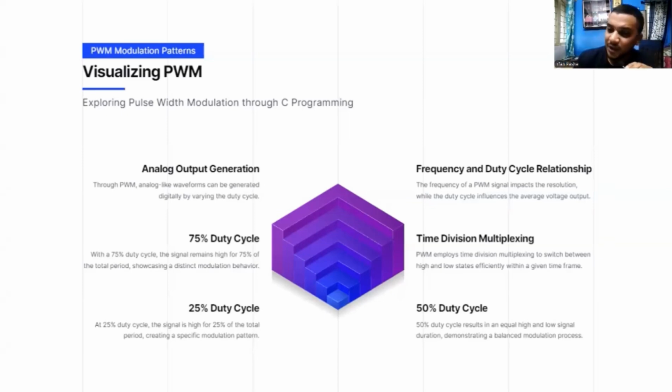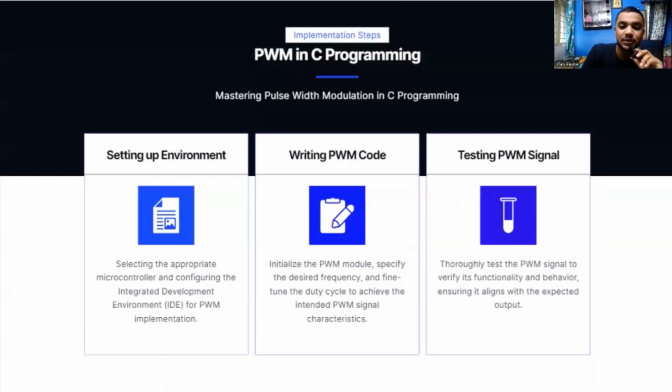The frequency and duty cycle relationship: the frequency of a PWM signal impacts the resolution, while the duty cycle influences the average voltage of the output. Time division multiplexing (TDM) plays a huge role in this, and in other things also. So TDM has a very big impact. A 50% duty cycle results in an equal high-low signal duration, demonstrating a balanced modulation process. So it balances the whole process. I hope you understood that. Going on to the next.